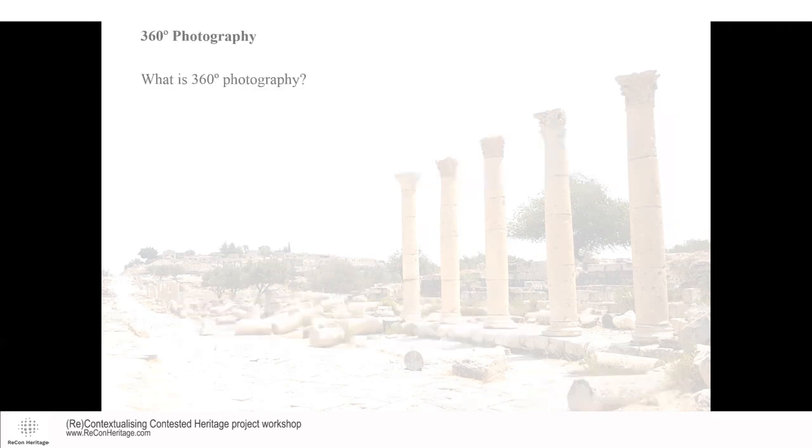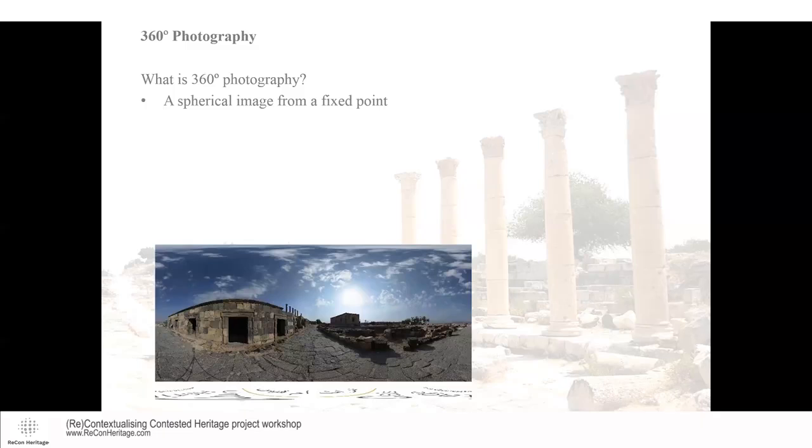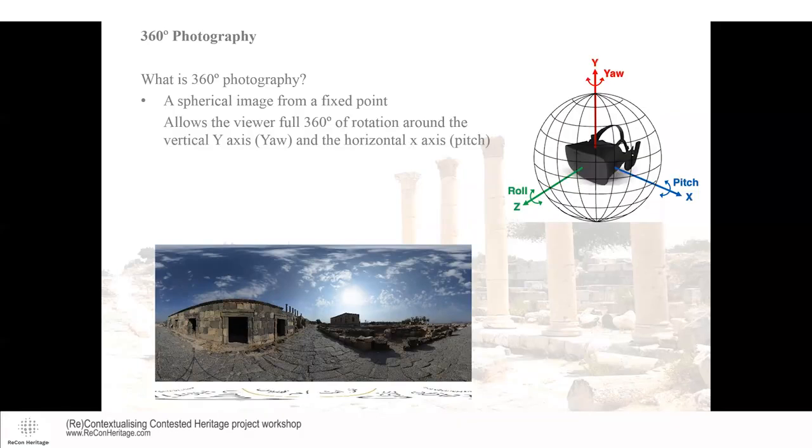360-degree photography, you've probably all come across it. They are spherical images created from a fixed point. If you imagine a sphere with the user at the center, then the viewer's viewpoint can be rotated 360 degrees of rotation around the vertical axis or the y-axis. We call that yaw. And they can also rotate through 360 degrees around a horizontal axis. We call that the x-axis or pitch.